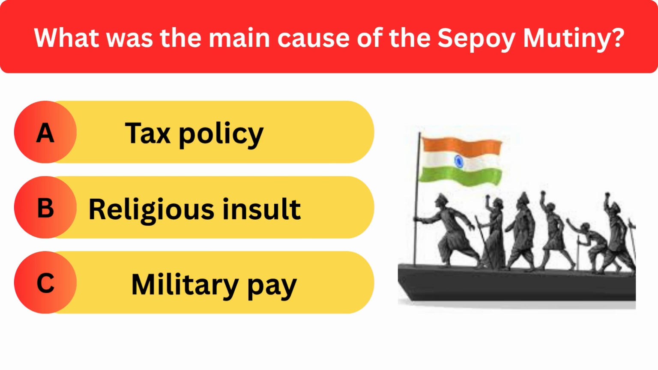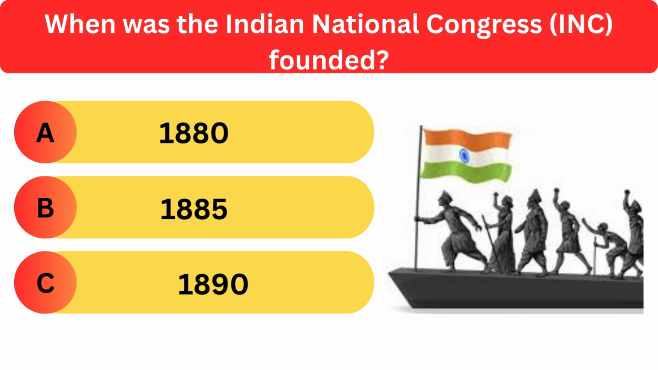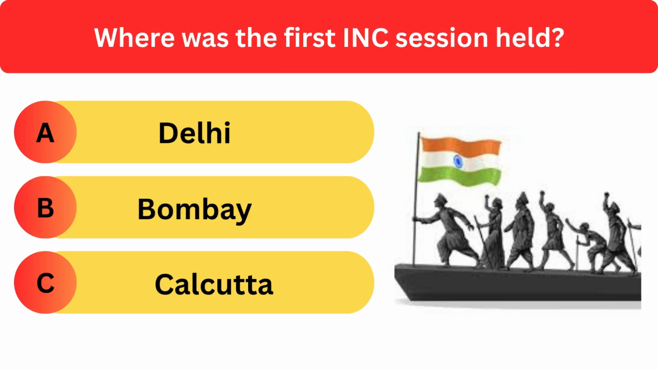What was the main cause of the Sepoy Mutiny? Tax policy, religious insult, military pay. Correct answer is religious insult. When was the Indian National Congress (INC) founded? 1880, 1885, 1890. Correct answer is 1885. Where was the first INC session held? Delhi, Bombay, Calcutta. Correct answer is Bombay.